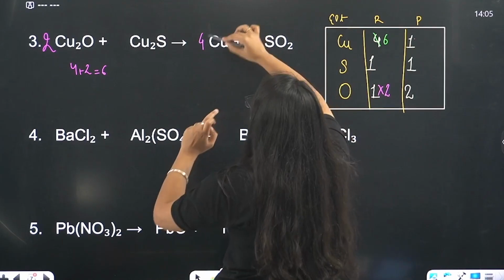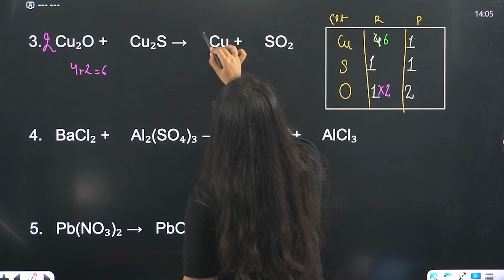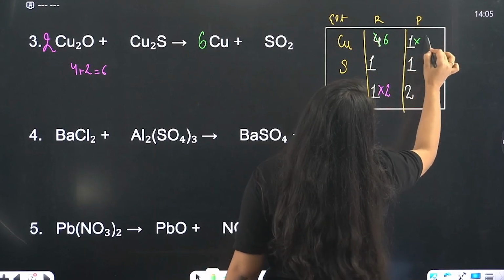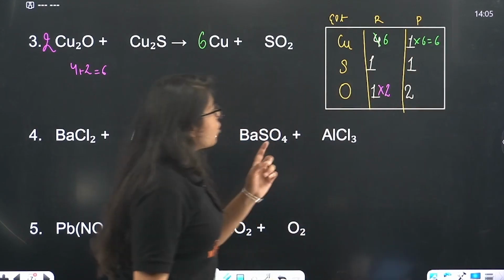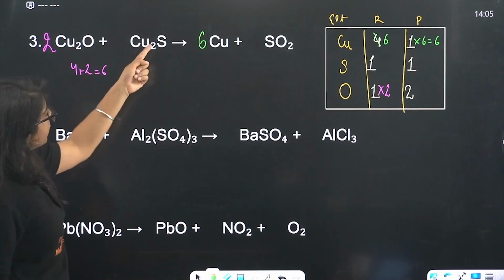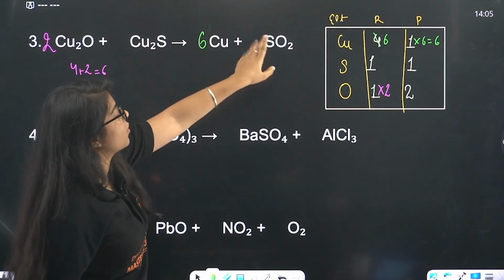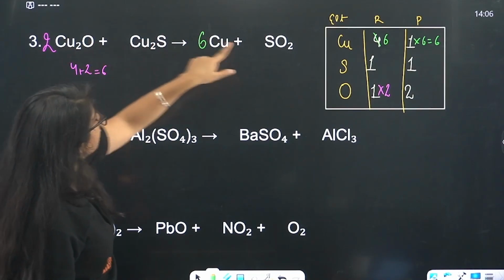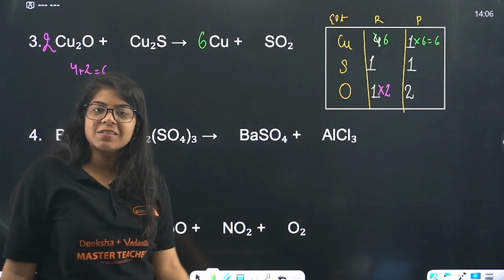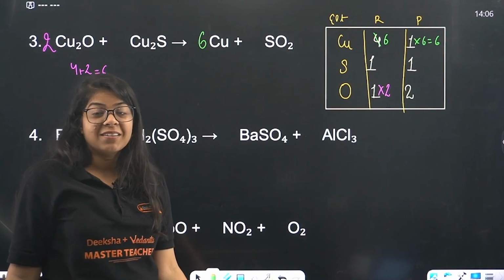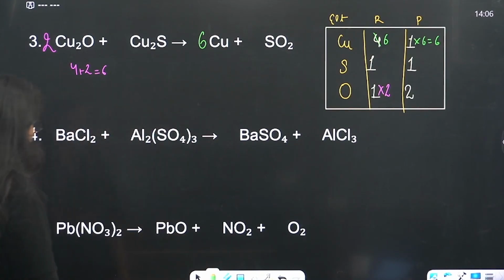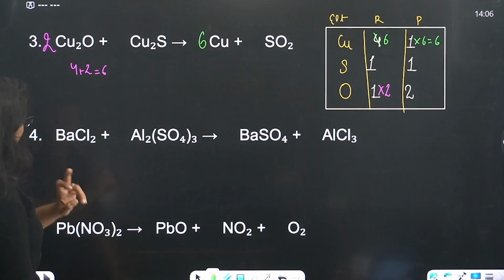Why can we do that? Because here we have single copper. So I'll just write 6 here, 6 into 1 equals 6. Now see, copper 2 into 2, 4 plus 2, 6 coppers here and 6 coppers there. Sulfur only 1. Oxygen, 2 oxygen. And the balancing is done. Right? Okay. Let's move on to the next one.